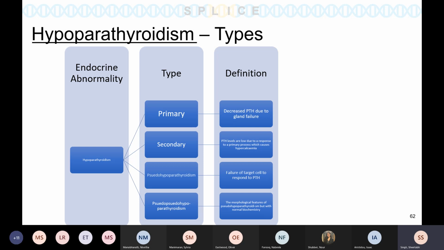Pseudohypoparathyroidism is basically your body is making PTH fine, but the receptors that attach onto the PTH are not able to detect it. Pseudo-pseudohypoparathyroidism, I've just put in there for the sake of completeness, but you don't need to know about it for the exam. Next slide.